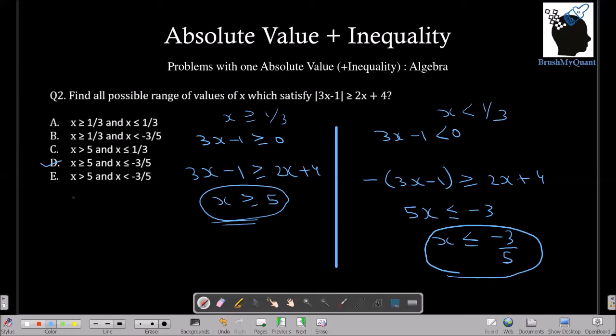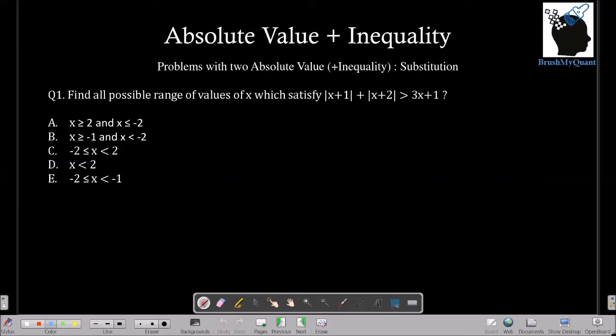Now let's try problems with two absolute values and inequality using substitution. You can pause the video and give it a shot. Okay, so let's solve this. Find all possible range of values of x which satisfy this inequality. So let's scan through the answer choices. I see that these two have x is greater than or equal to 2 common. So let me try and substitute a value in that range and see whether that satisfies or not.